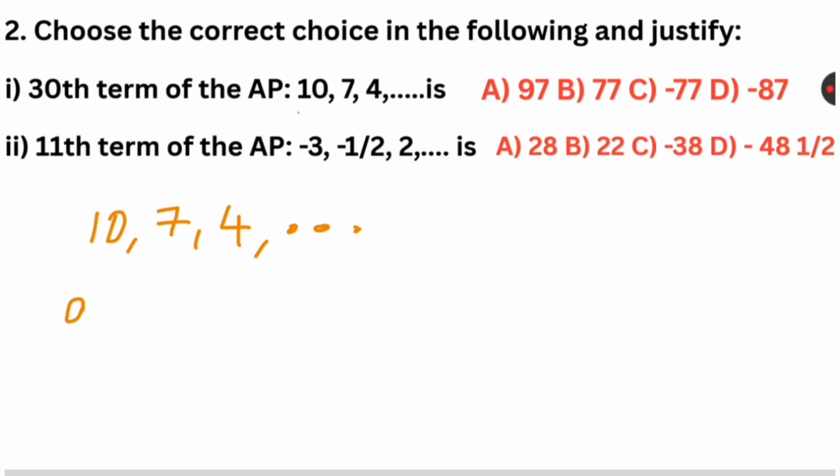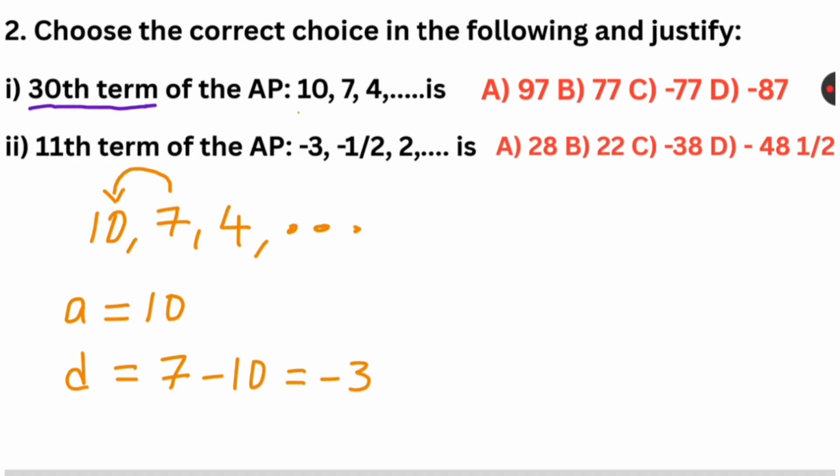So the given progression, the first term is 10 and the common difference is, how can you find the common difference? When you do second term minus first term, then we get your common difference, which is minus 3. Our question is to find the 30th term. So what is the formula to find the 30th term? The general term formula is an equal to a plus n minus 1 into d.